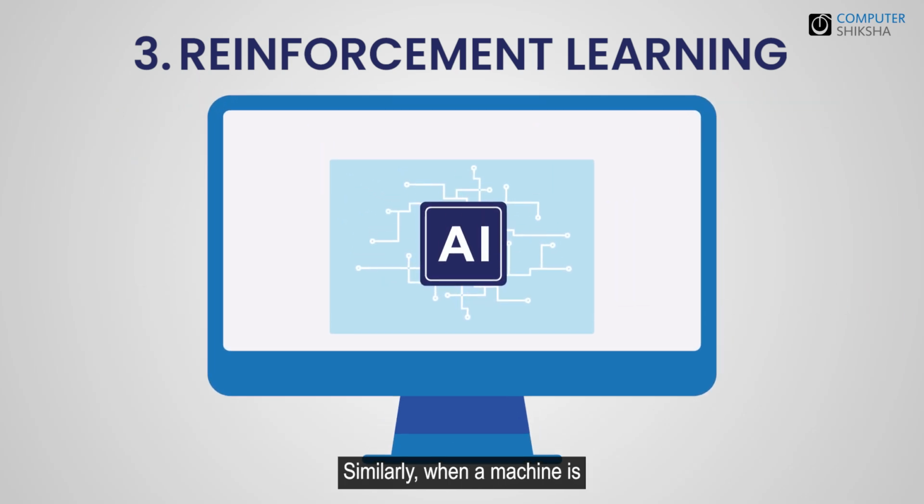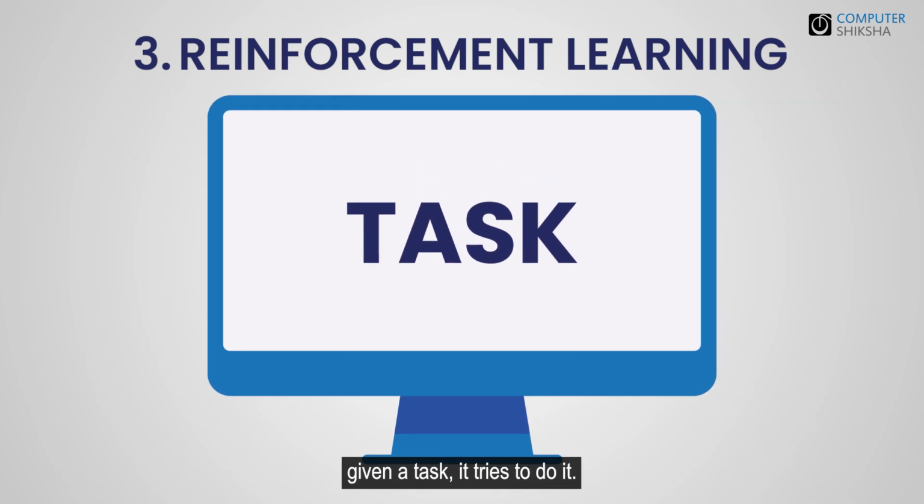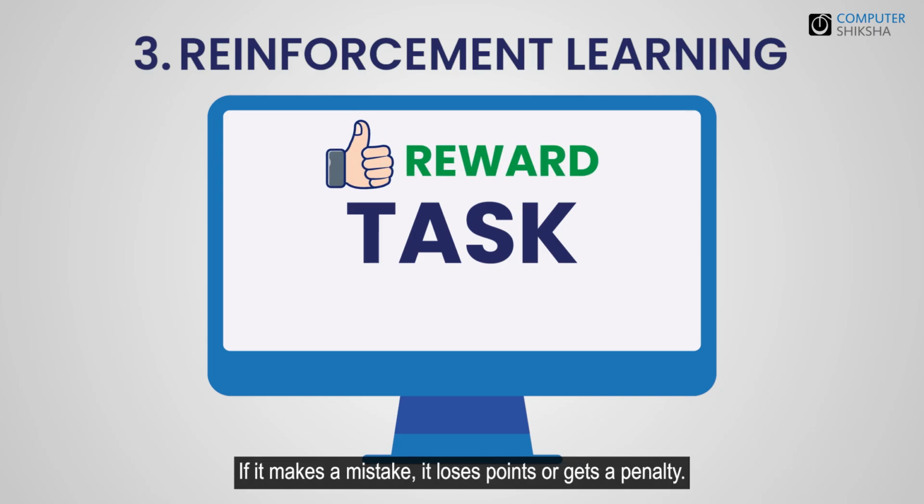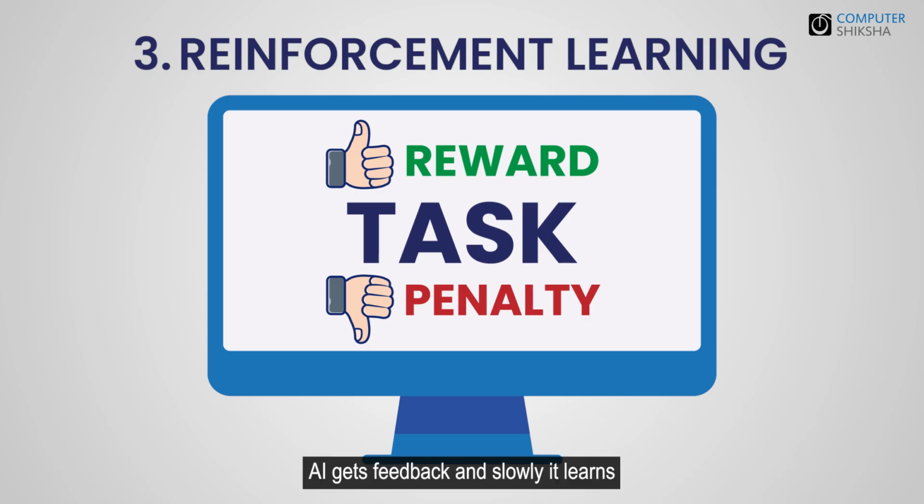Similarly, when a machine is given a task, it tries to do it. If it does well, it gets points or rewards. If it makes a mistake, it loses points or gets a penalty. This way, AI gets feedback and slowly it learns how to do the task well.